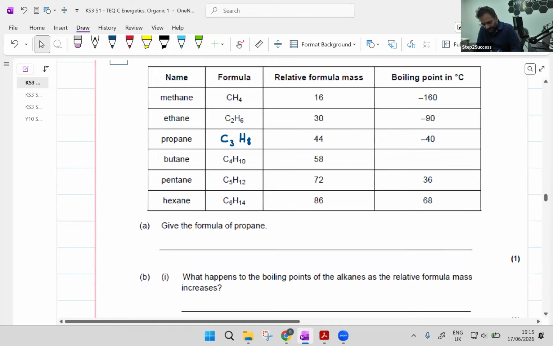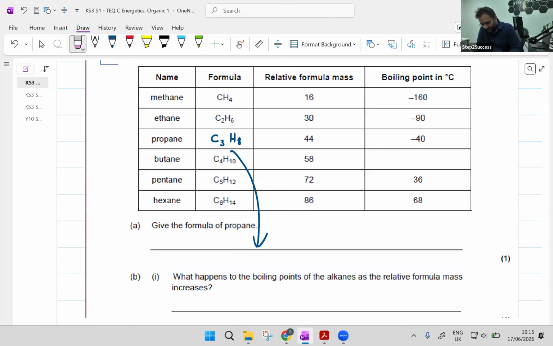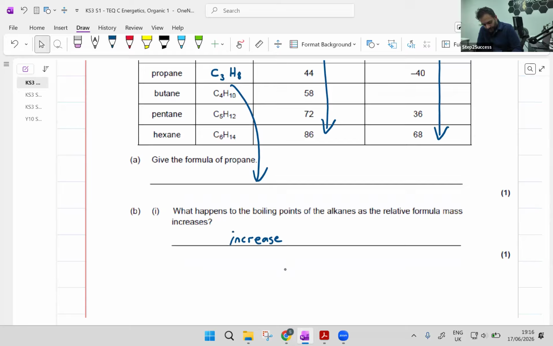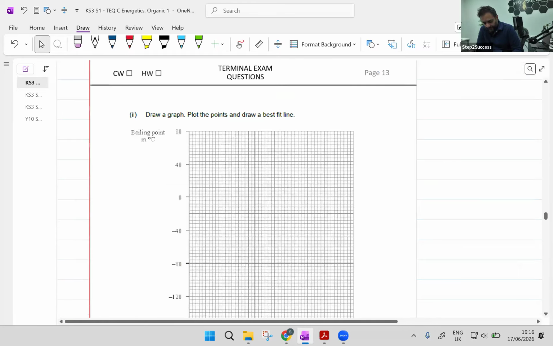And then it says, what happened to the boiling point of alkanes? These things are called alkanes. As the relative formula mass increases, so the relative formula mass is going up, what's happening to these numbers? They are increasing. And then draw a graph, plot the points, and draw a line of best fit.